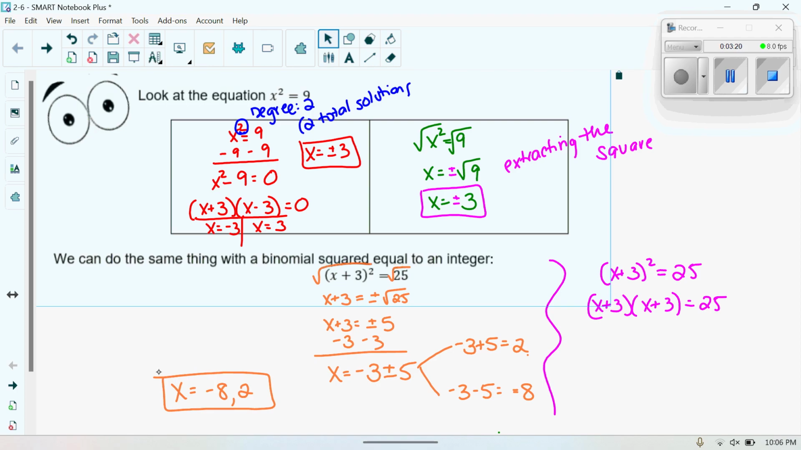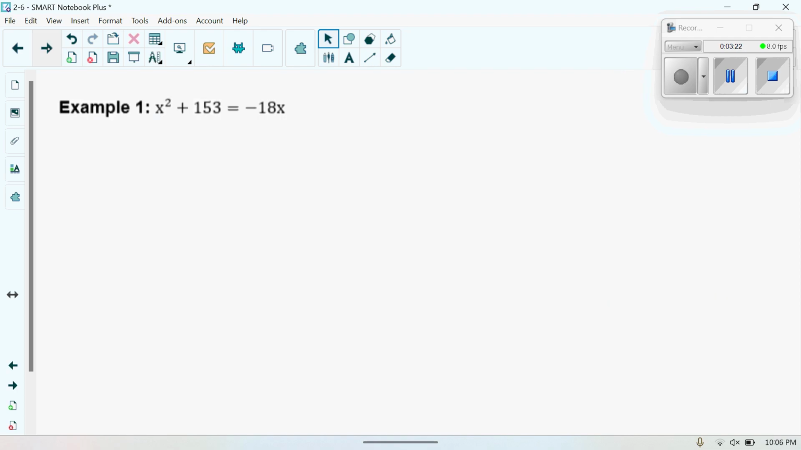So now what happens when I take a look at an example like this, where it is not already squared? This is going to be called completing the square. We are going to force it to be squared. So we are always going to do the same thing. I am always going to put it in standard form, which means it needs to be set equal to 0, highest exponent down to the lowest. So I'm going to add 18x on both sides. So I have x squared plus 18x plus 153 equals 0.